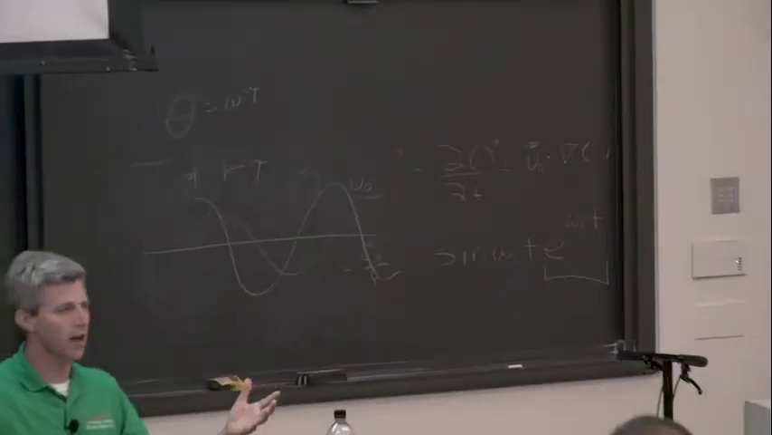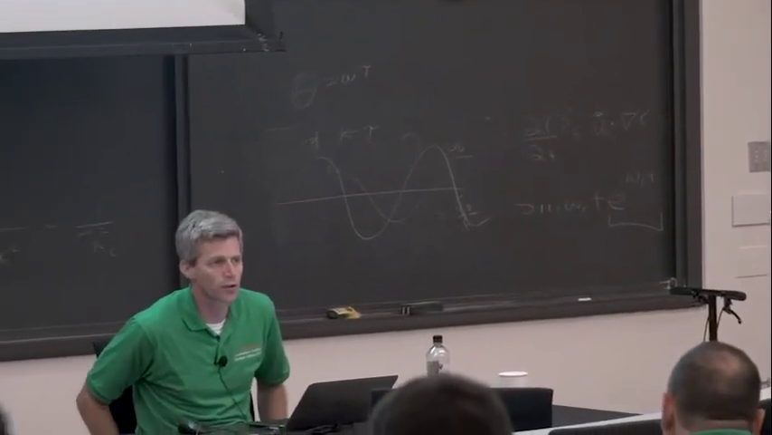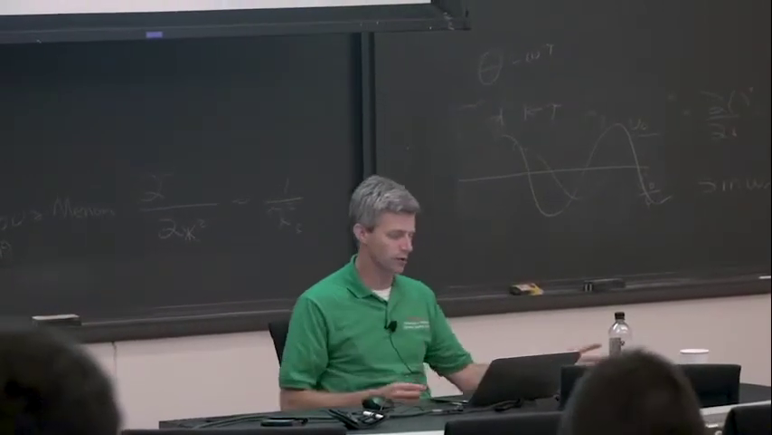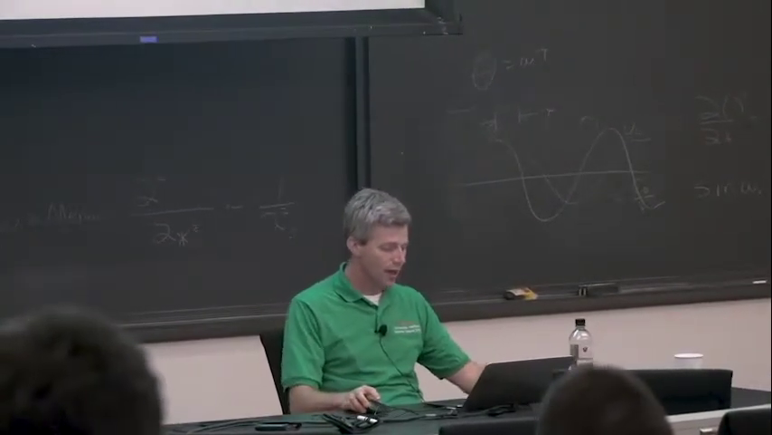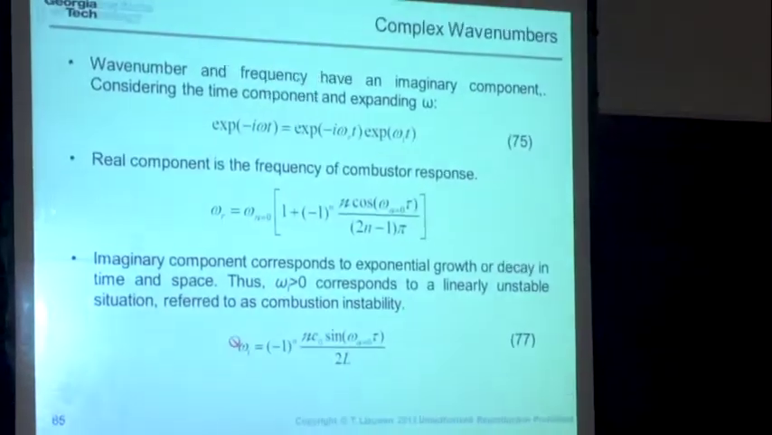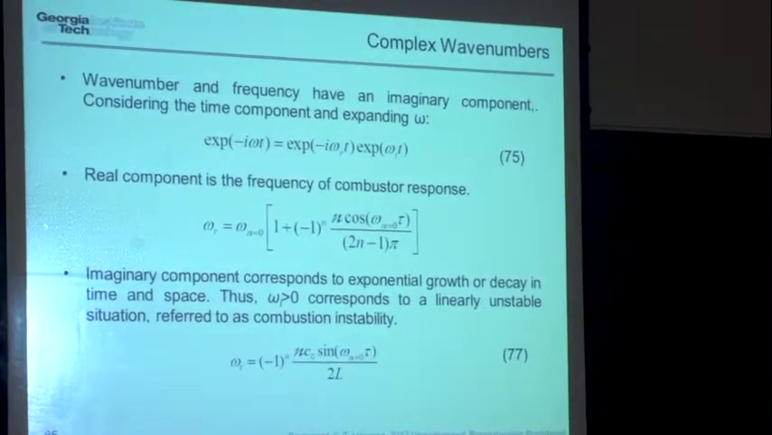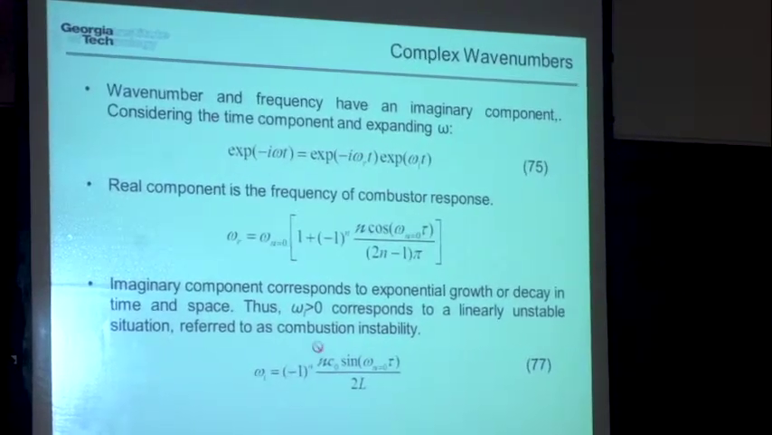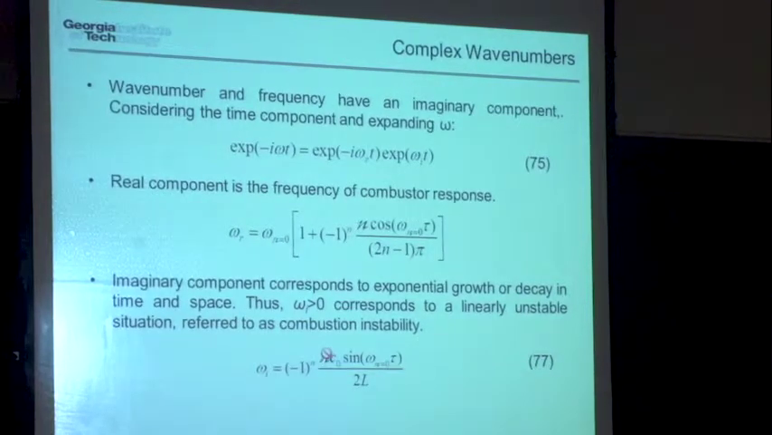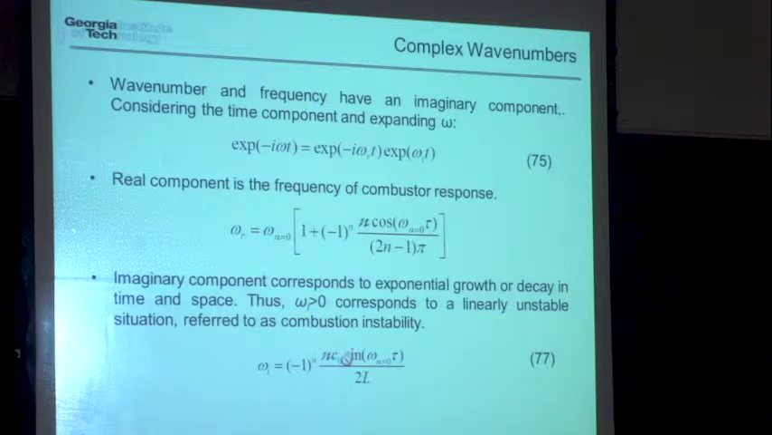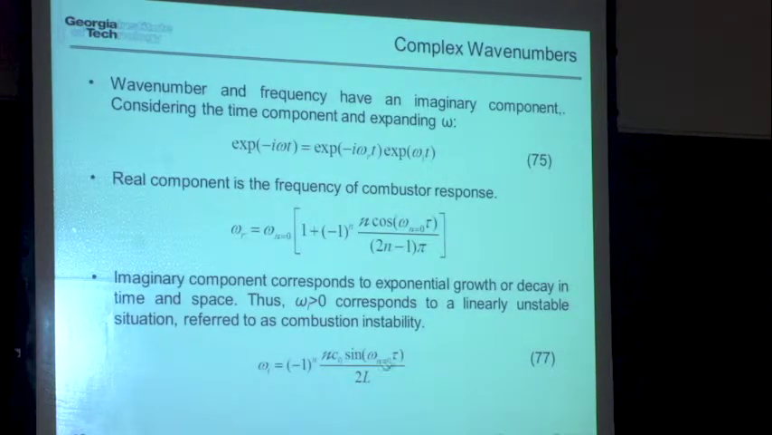So this basically becomes an eigenvalue problem. I'm sure you've all looked at eigenvalue problems, and the eigenvalue is omega real and omega imaginary. So you solve it, you specify the boundary conditions. And this is your expression for omega imaginary. And you can see it's a function of n. It's linearly proportional to n. So if you double n, you double the exponential growth rate. What's really interesting is this function sine of omega times tau, where omega is the frequency of the oscillations.